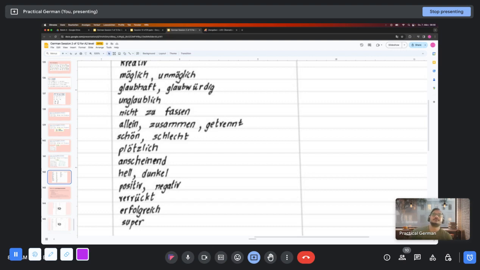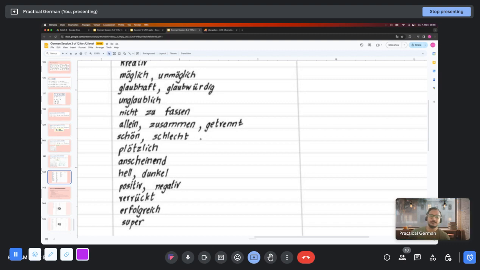Allein, zusammen, getrennt. Allein means alone. Zusammen means together. Getrennt means separate. Where you can use allein, for example, you can say ich wohne allein. And when you go to a restaurant, the cashier will come and say, are you paying zusammen or are you paying getrennt? Yeah, continue.